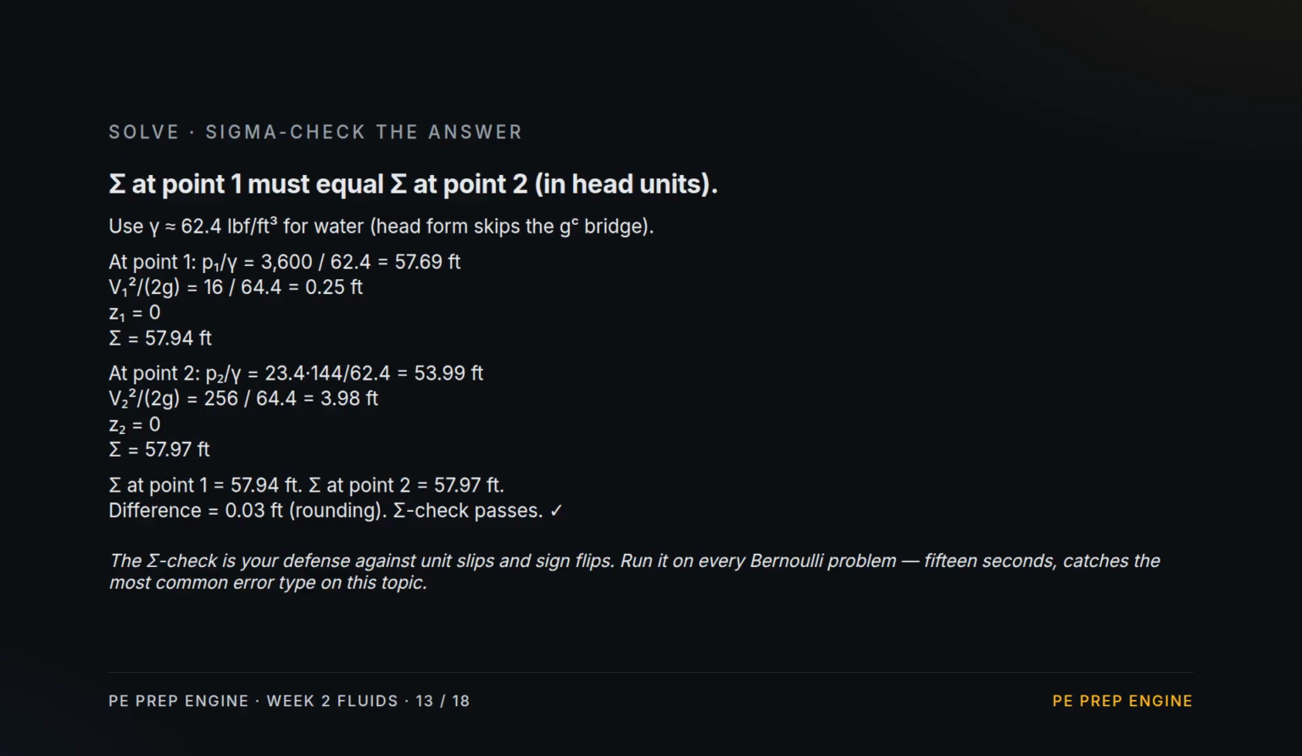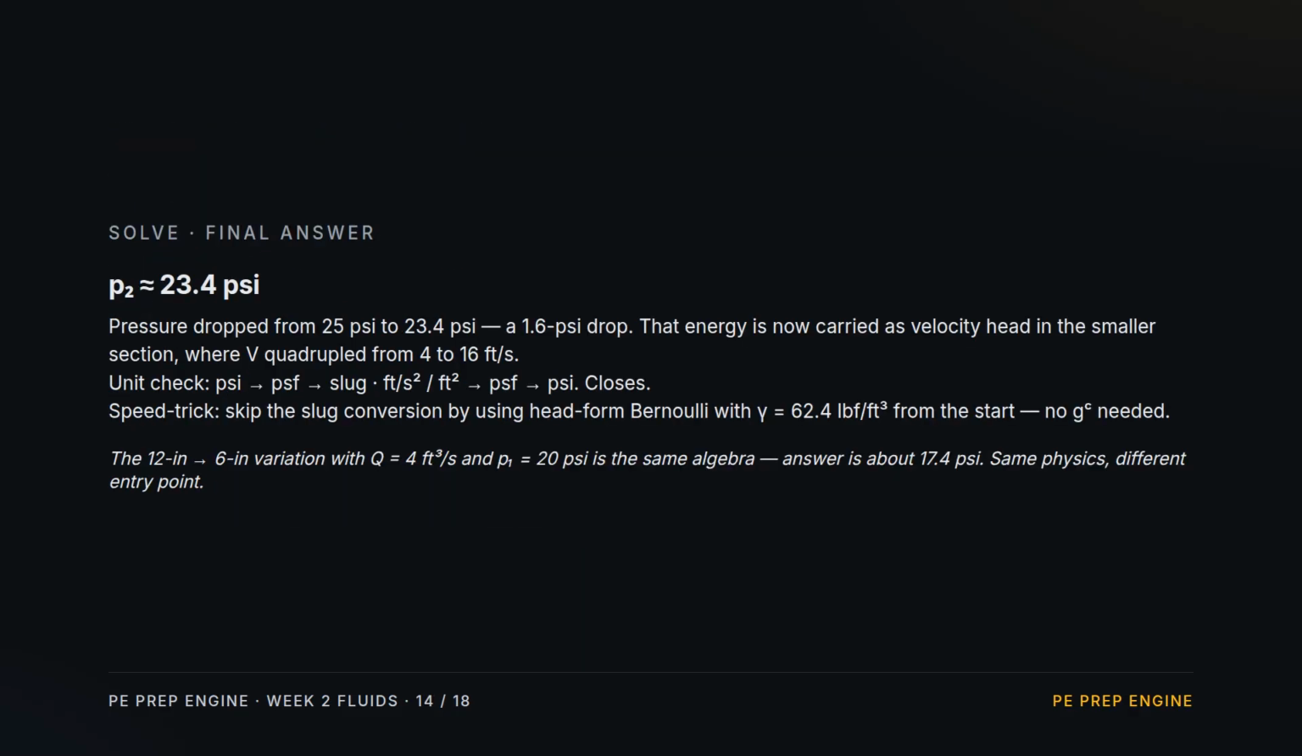Step 5. The sigma check. Convert both sides to head units, sum pressure, velocity, and elevation head at each point, and confirm they agree within rounding. If not, a unit slipped or a sign flipped. Find it before you commit. 15 seconds catches the most common error in fluids. Final answer. P2 is 23.4 psi. Pressure dropped about 1.6, and that energy is now velocity head in the 3-inch section, where V quadrupled to 16.